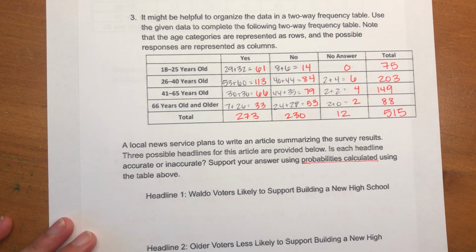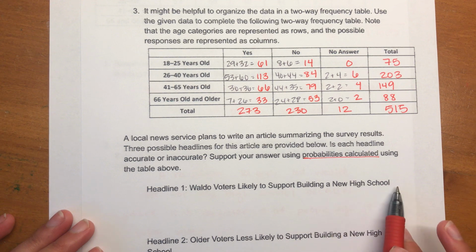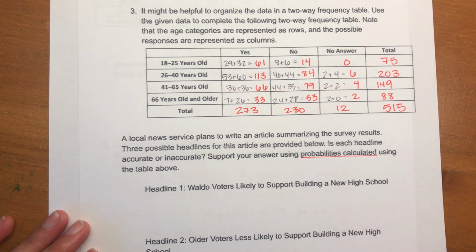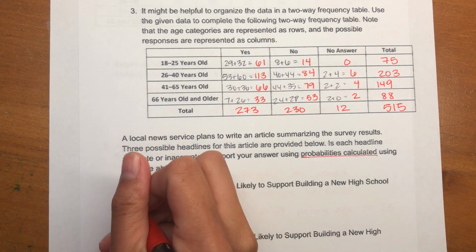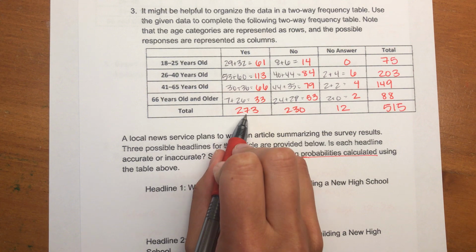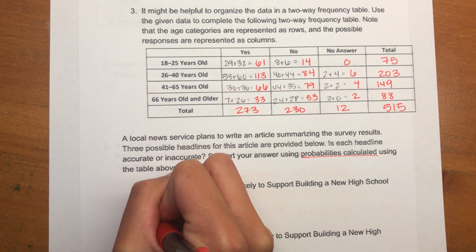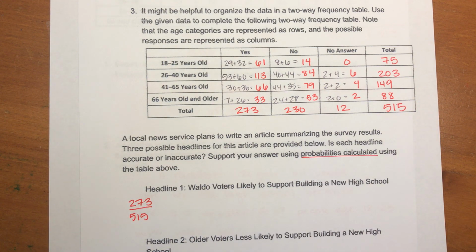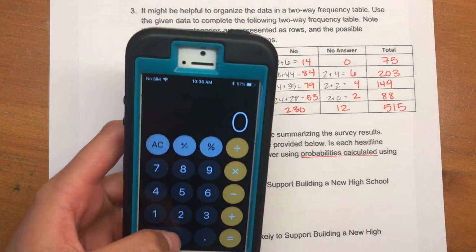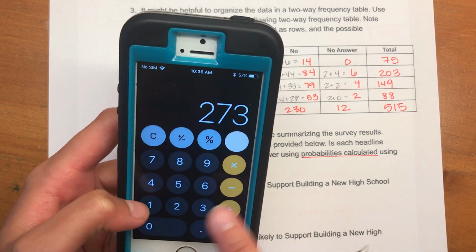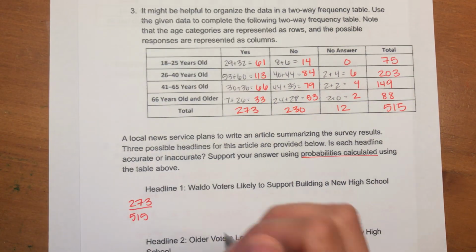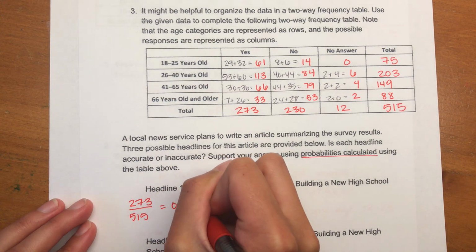Headline number 1, Waldo voters likely to support building of a new school. So we're looking at the probability of people who support the new school. To figure that probability out, we're going to say number of yeses over the total number. So this is a relative frequency, and it is going to result in a probability. So I'm going to do 273 divided by 515, and I get 0.53.